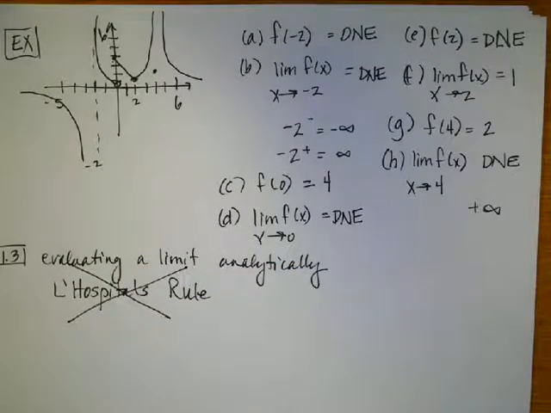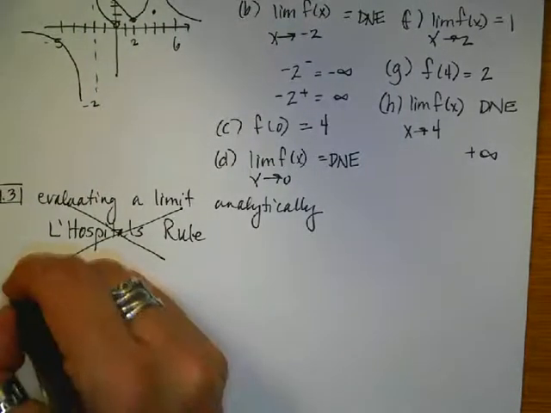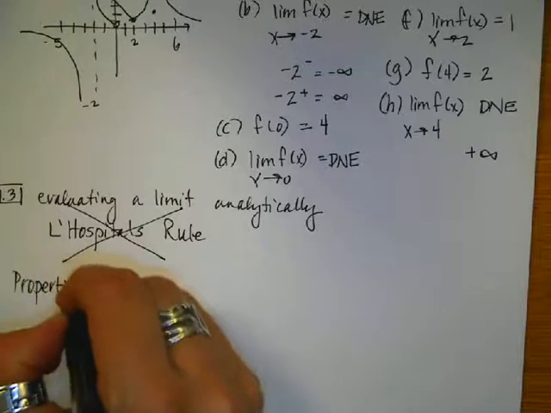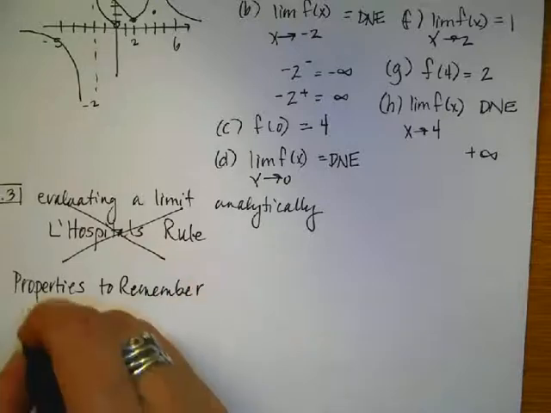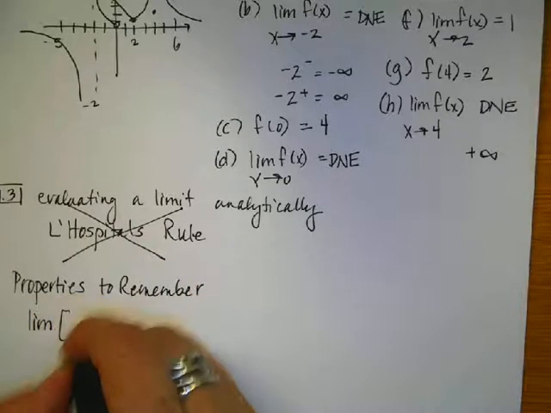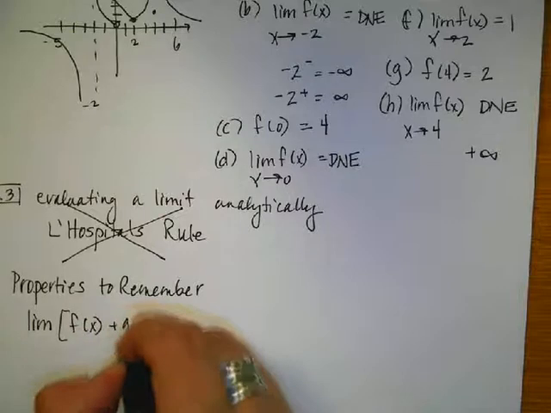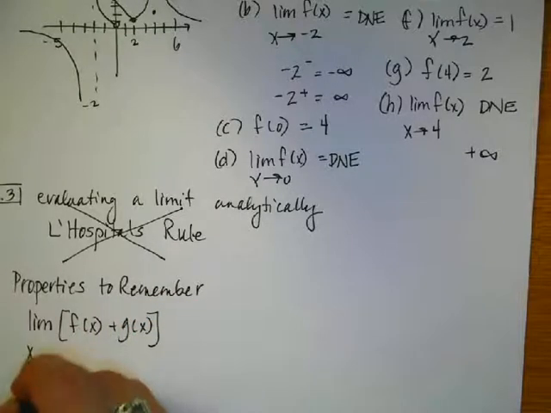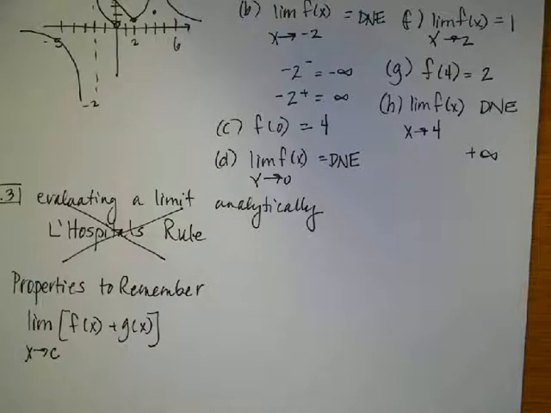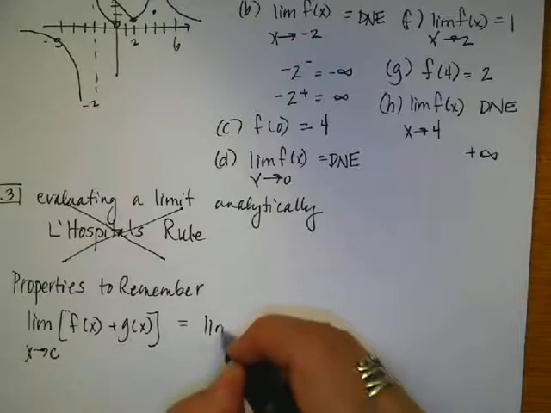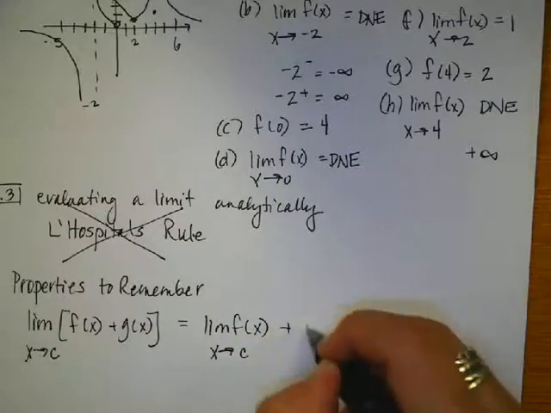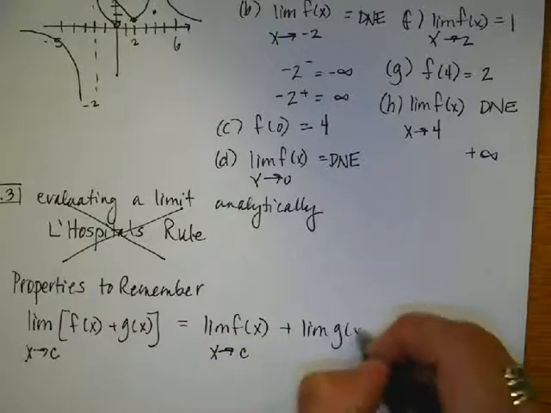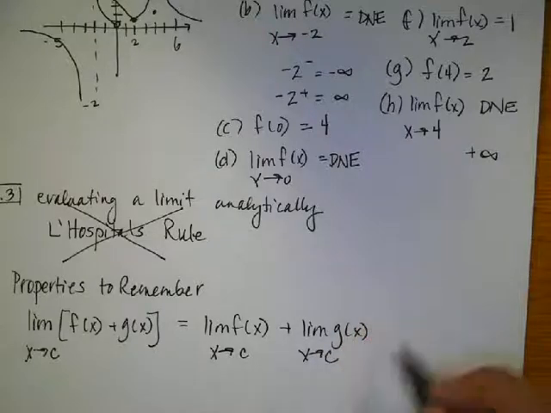All right, so let's go back and talk about some properties that we need to remember. So if I have a limit of an f of x plus a g of x as x approaches c, remember that I can split that into separate limits and evaluate each piece separately. Right, so plus the limit of g of x as x approaches c. So I can split it into two potential pieces.